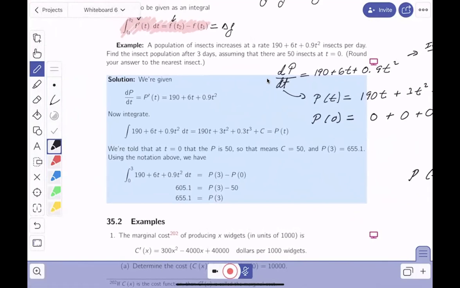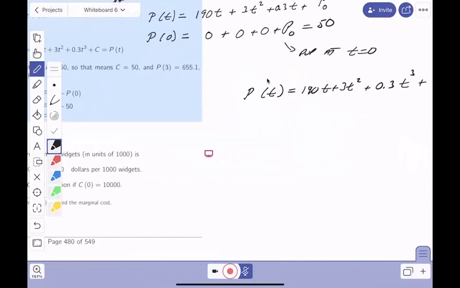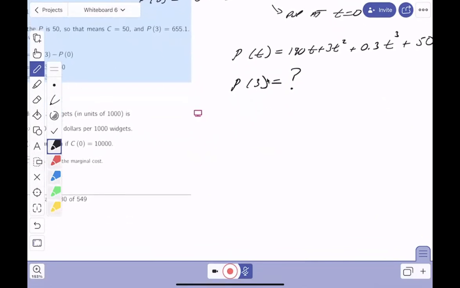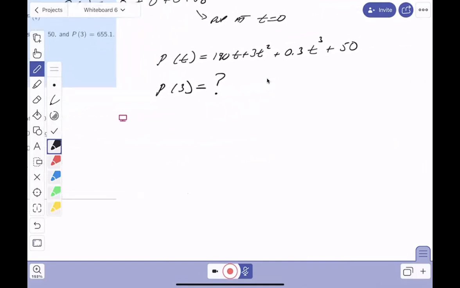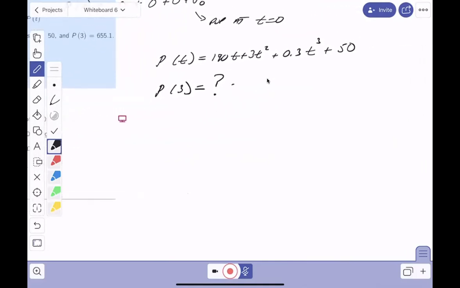They give me a population of insects that increases at a rate of 190 plus 6t plus 0.9t squared insects per day. I did find out what P of t was as a function, using antiderivatives. It says find the insect population after 3 days. So really what they want to find out is what P of 3 is. Well, I'm going to write that as an integral. And there are many ways to do it, all right? So you can write that as an integral, or you could just simply use this function. We're going to do it both ways, by the way.